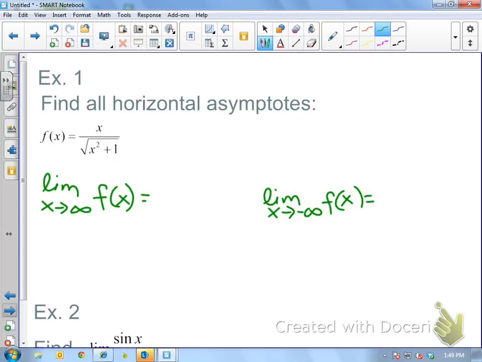And honestly, the best way to do this is graphically. We've learned our algebraic ways of solving stuff, but I can't really plug in infinity. I can kind of think about what would happen if I had infinity, but we can't just plug it in directly, so it's better to look at it graphically.